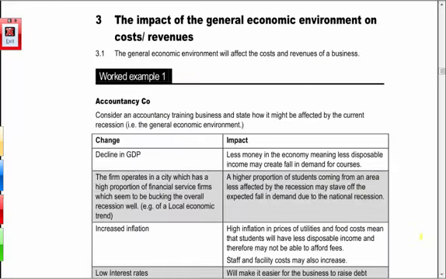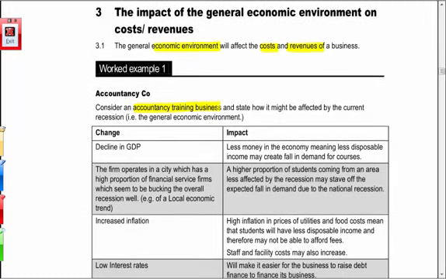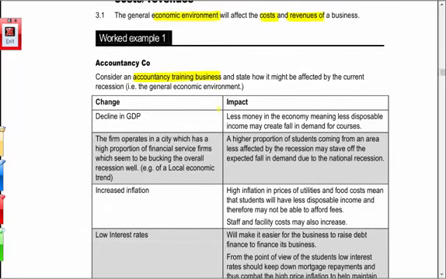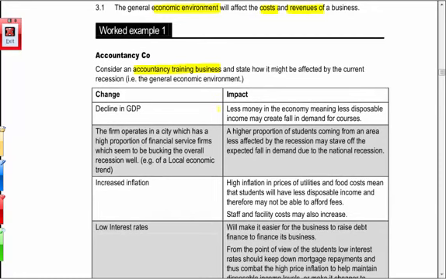For your exam, you need to have a general awareness then of how the wider economic environment impacts on both the costs and revenues of a business. What follows then is a worked example where we're looking at an accountancy training business and thinking about how it could be affected by a recession. So the sorts of things then that are happening in the environment as a whole, and then the impact that these are having on the business.